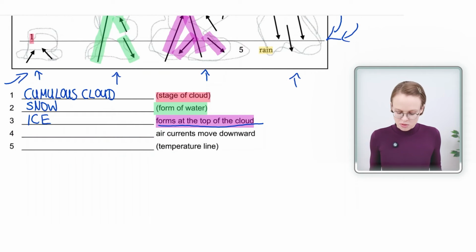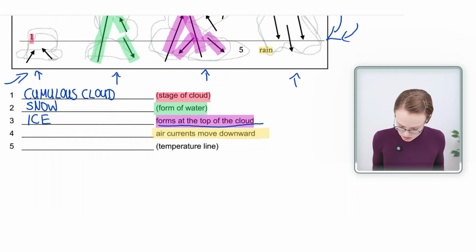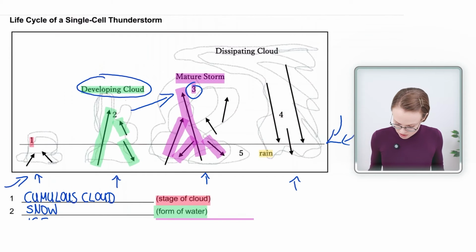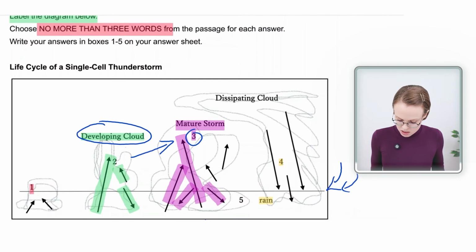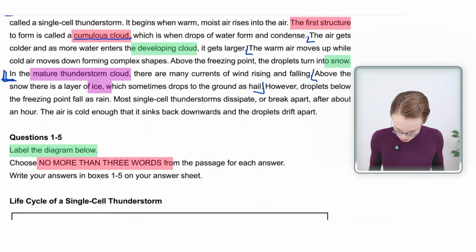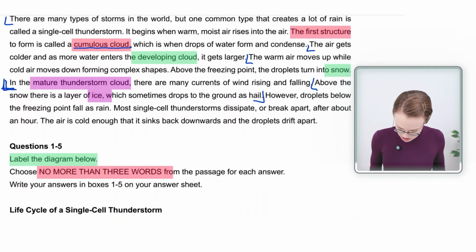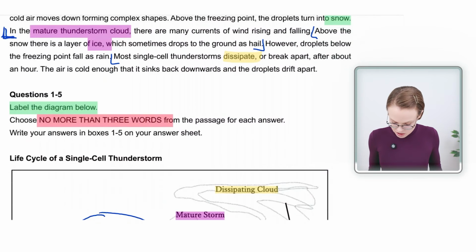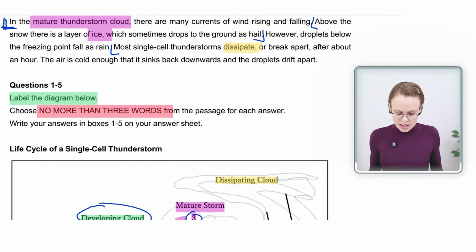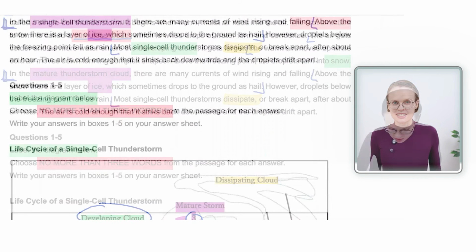Let's go on with question number 4. Here it says air currents move downward. Where can we see 4? It's here. Air currents move downward. Let's have a closer look at what the passage says about the dissipating cloud. Now, where does it talk about that? Here, I can see the word dissipate here. So let's read from here. Most single-cell thunderstorms dissipate or break apart after about an hour. The air is cold enough that it sinks back downwards and the droplets drift apart.